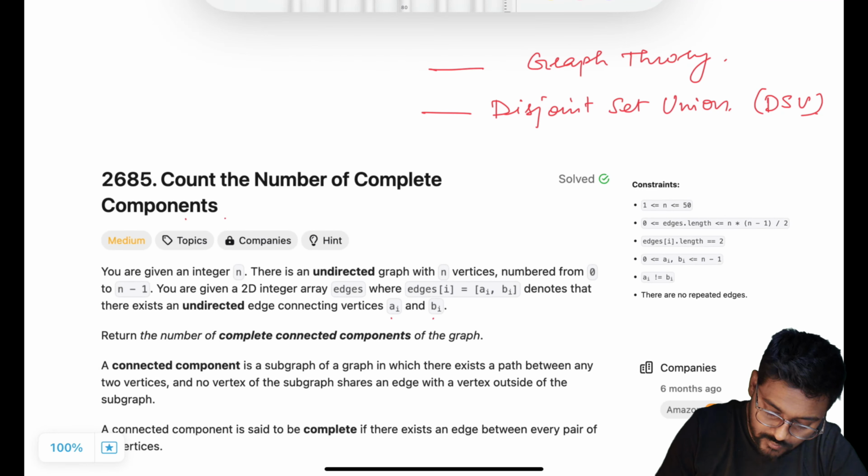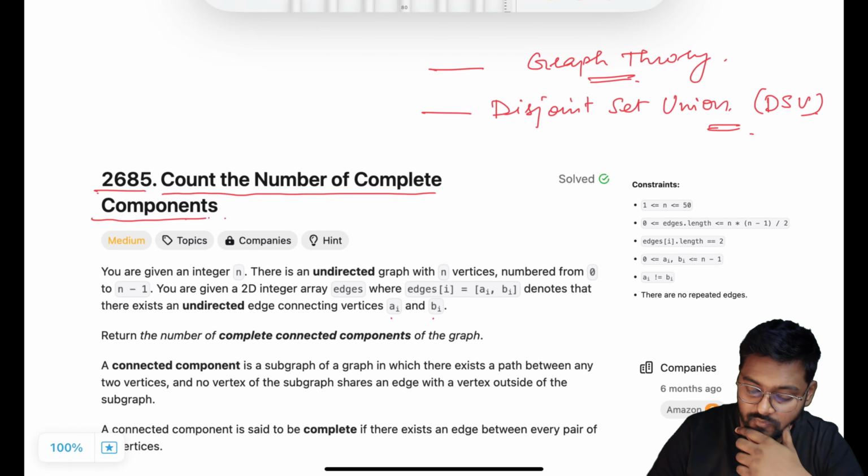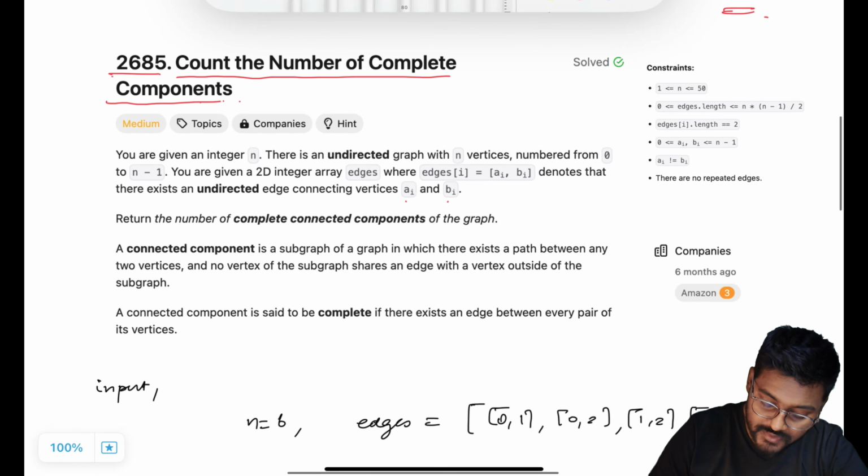Today we are going to solve LeetCode problem ID 2685, Count the Number of Complete Components. This problem is based on graph theory, and here we will be utilizing a very good graph theory concept, which is disjoint set union. Let's try to understand the problem statement first.